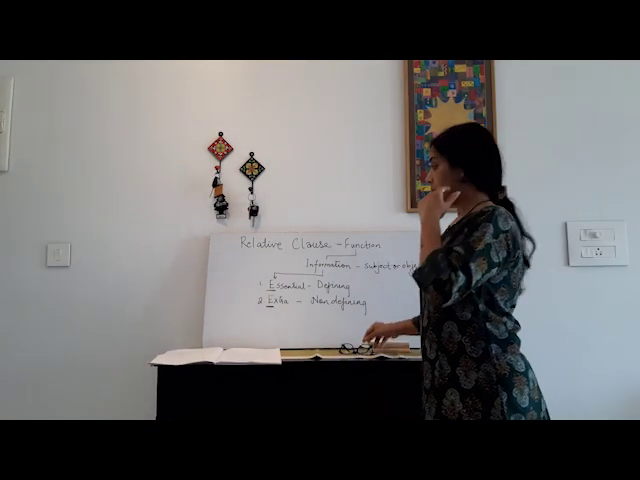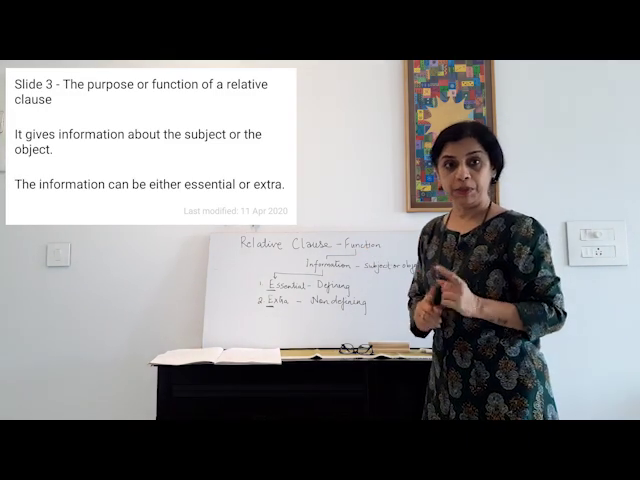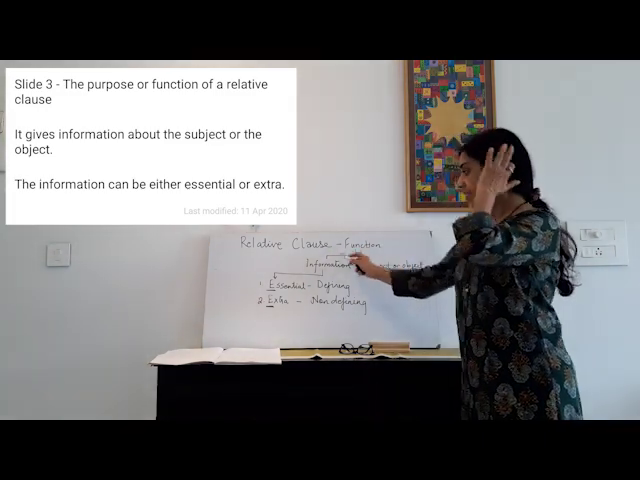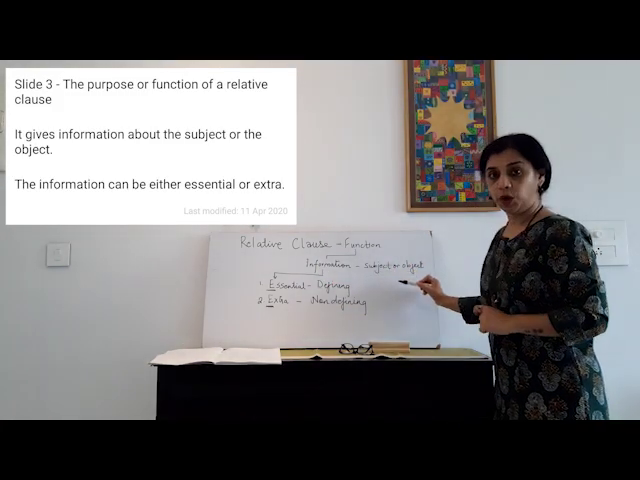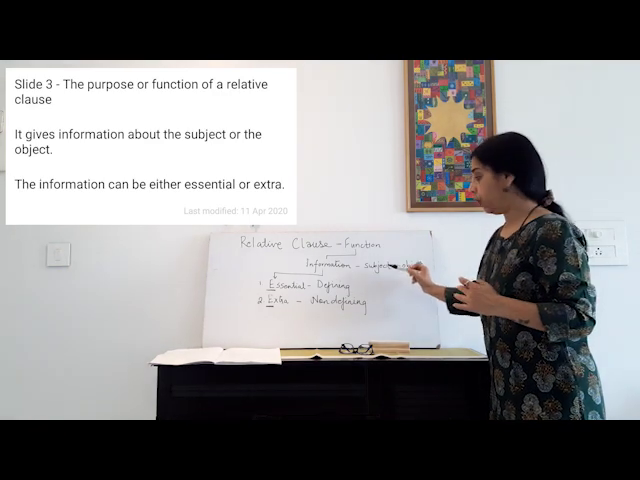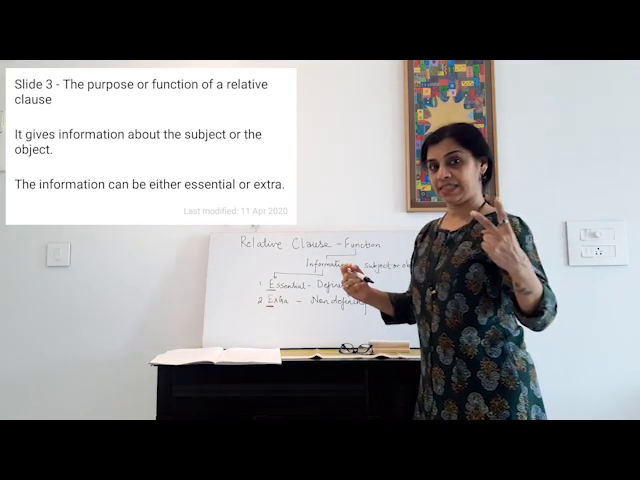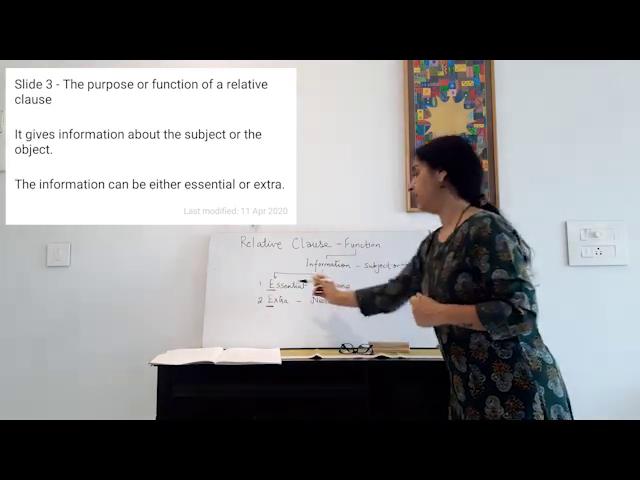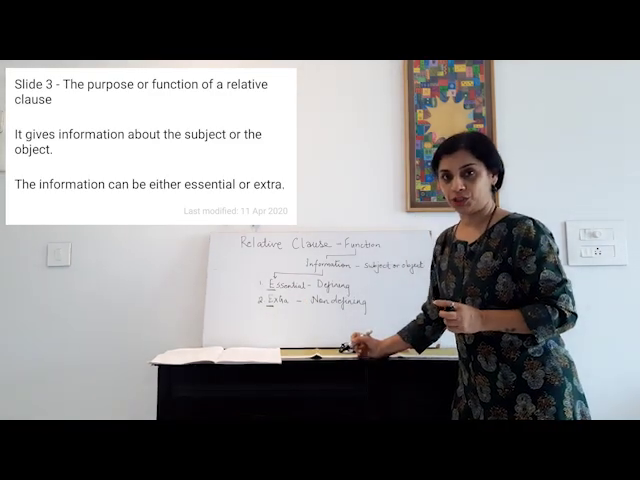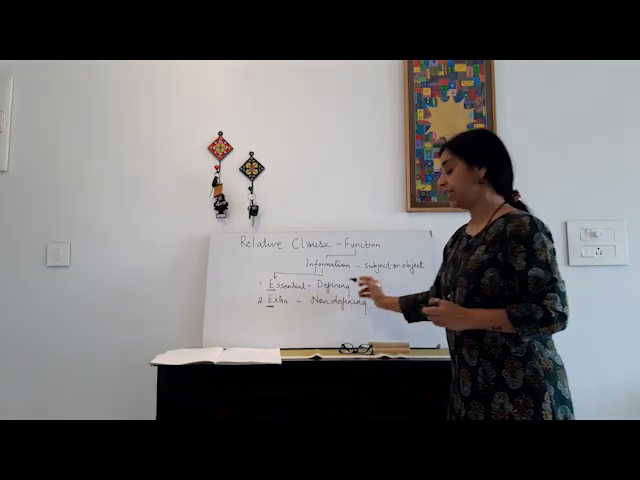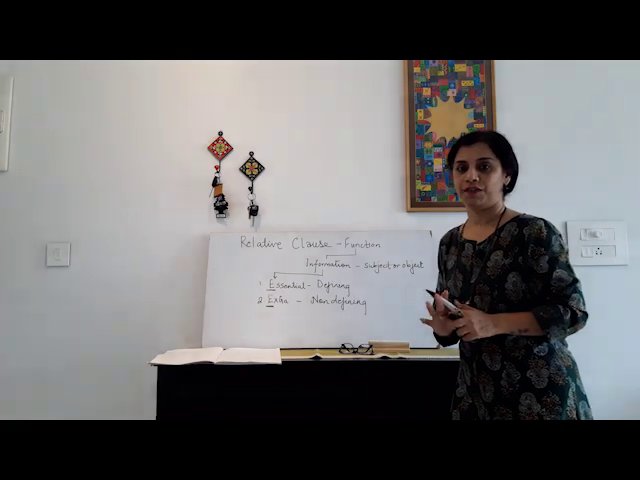Okay. So we were dealing with the function or the main purpose of a relative clause, and that is, as I said, it gives you information about the subject or the object that we are talking about. Okay. So it gives information. Now information, I said two E's. Okay. The two E's are essential information and extra information. Essential information is the defining clause and extra information is the non-defining clause.